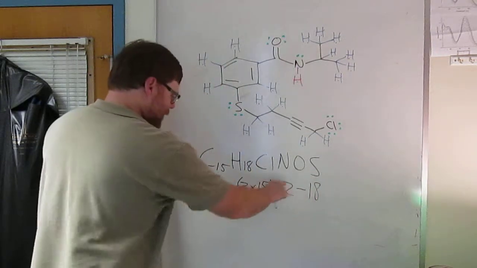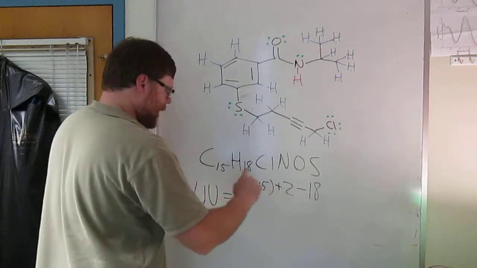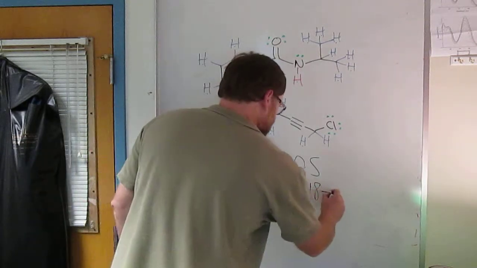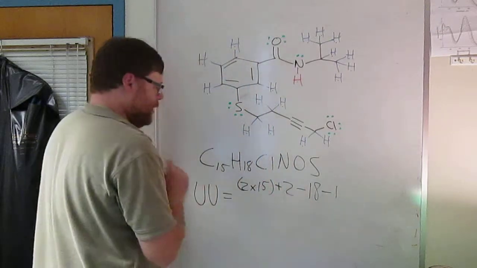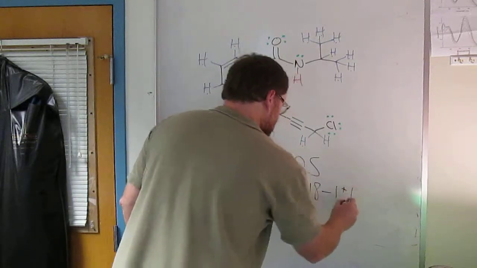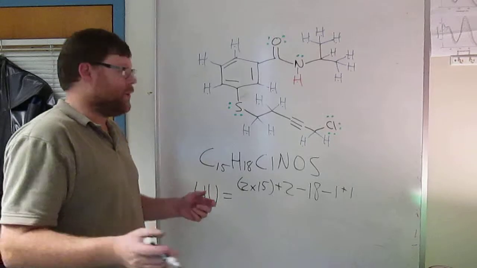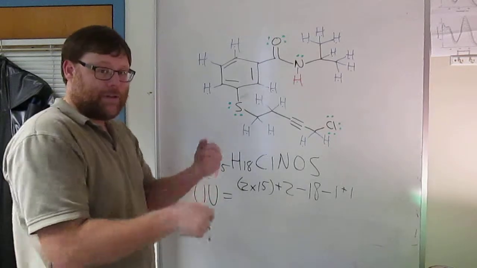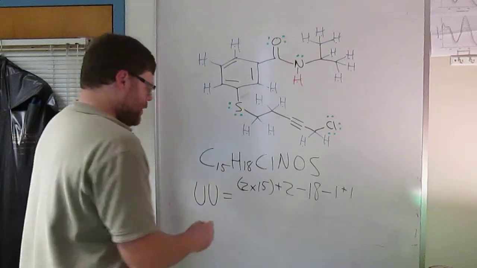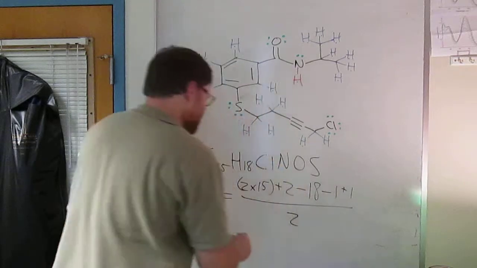So 2 times the number of carbons plus 2 minus the number of hydrogens minus the number of halogens, which is 1 for chlorine, plus the number of nitrogens, 1 for the nitrogen. Oxygen, sulfur don't get involved, right? 2 bonds, they're just a linker between 2 groups. And then you're going to divide this by 2.